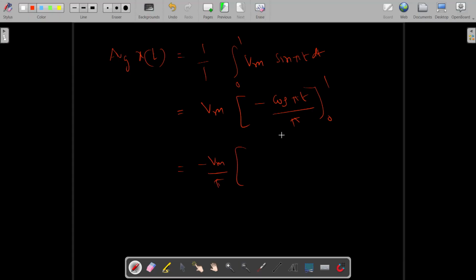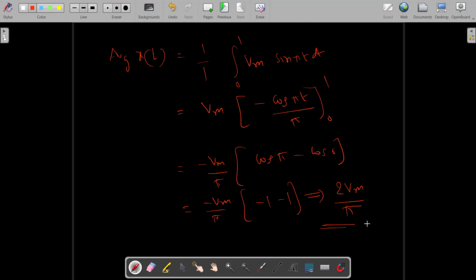So what is cos pi? Substitute the upper limit, that becomes cos pi. If you substitute the lower limit, this becomes cos 0. So this is going to be Vm by pi times minus 1 minus 1. Therefore the overall answer is now 2 Vm by pi, correct? This is the answer. This is the average value for the given x of t.